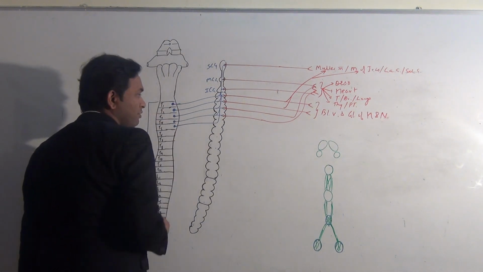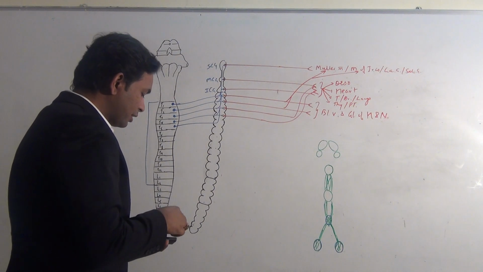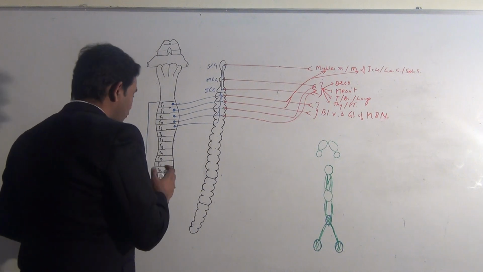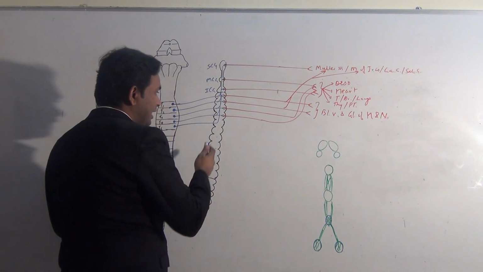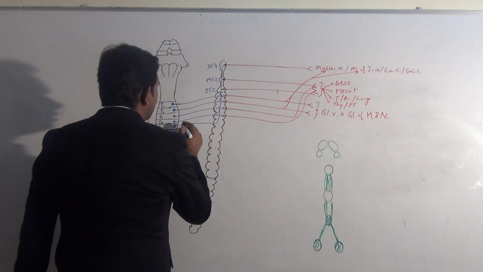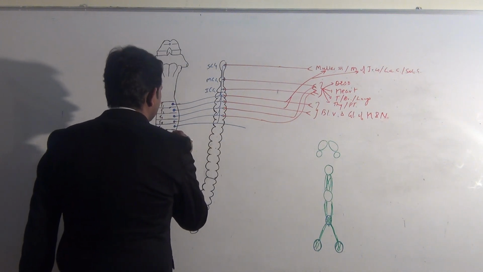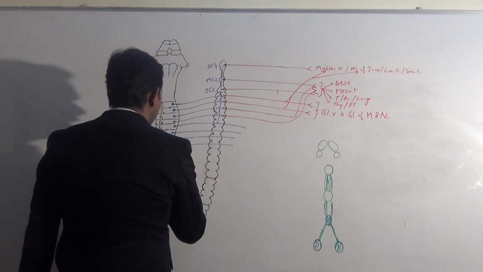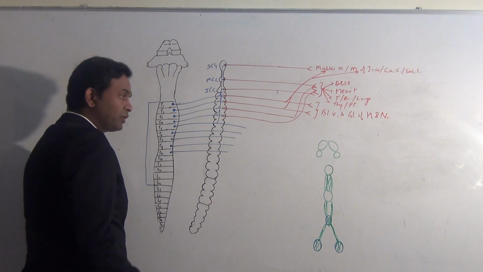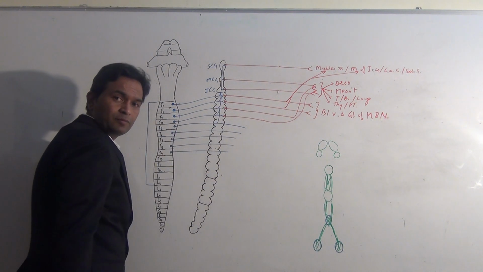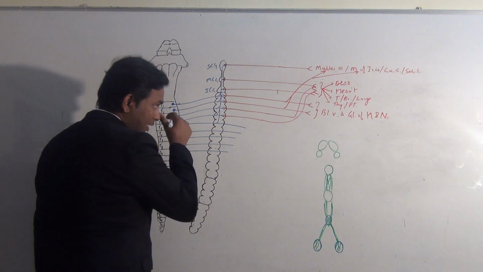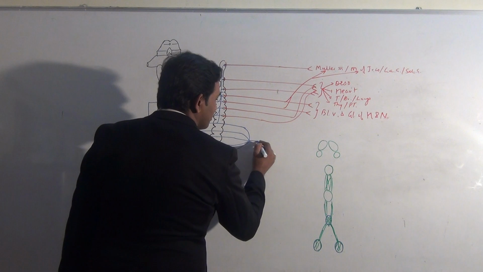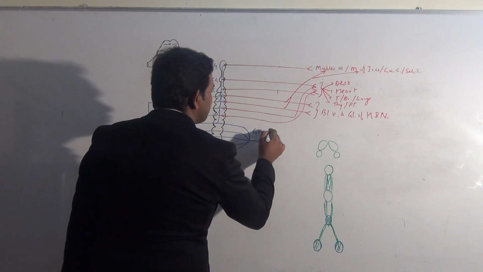Now from T5 onwards, the preganglionic neurons will behave somewhat differently. What will they do? They will not make any synapse in the ganglia. Instead they will cross. T6, T7, T8, T9: the preganglionic neurons will cross the sympathetic ganglionic chain without making any synapse, and they will combine to form the greater splanchnic nerve.